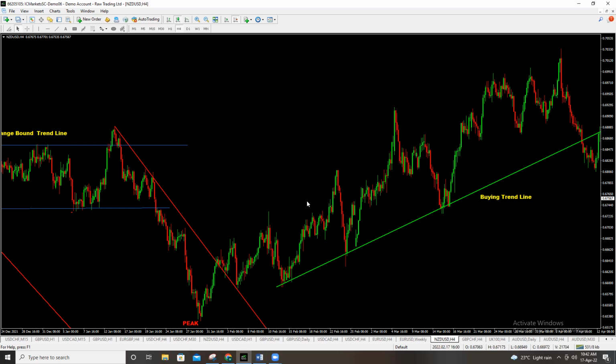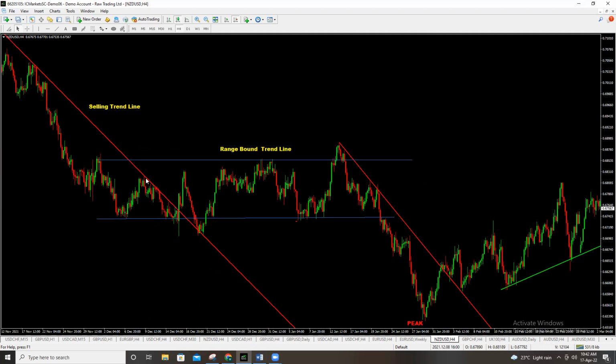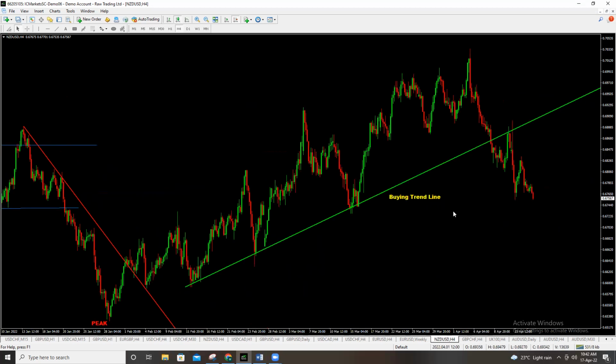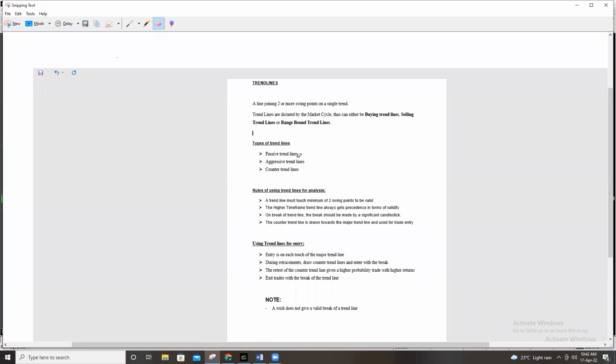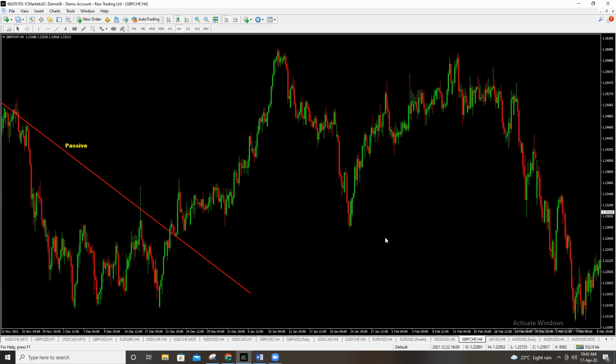Okay, that's how you draw your selling cycle trend line, the range bound trend line, and of course the buying trend line. Now, we have the other types of trend lines, which we mentioned as the passive trend line, aggressive trend lines, and the counter trend lines. So let's have an example of that.